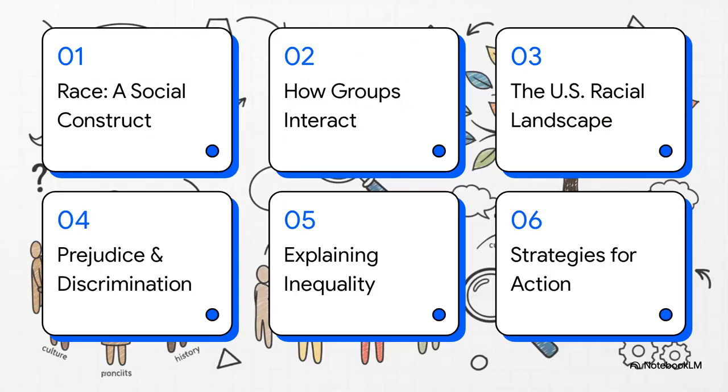Okay, here's our game plan. We're going to start by defining race as a social construct. Then we'll look at how different groups actually interact. From there, we'll zoom in on the U.S. racial landscape, break down the difference between prejudice and discrimination, explore some theories that explain inequality, and finally, we'll touch on a few strategies for action.